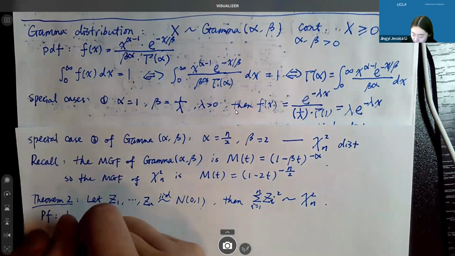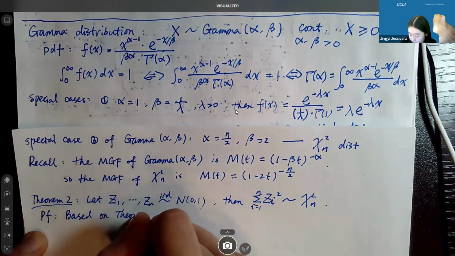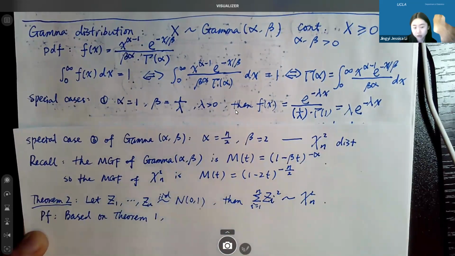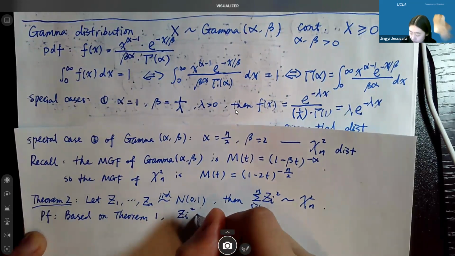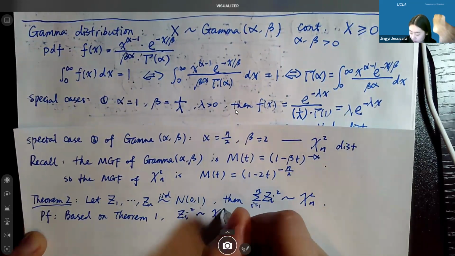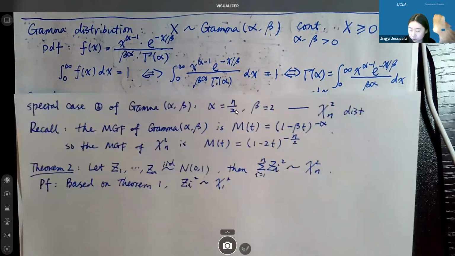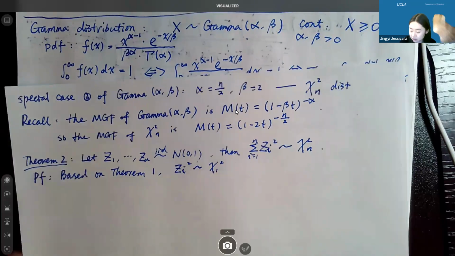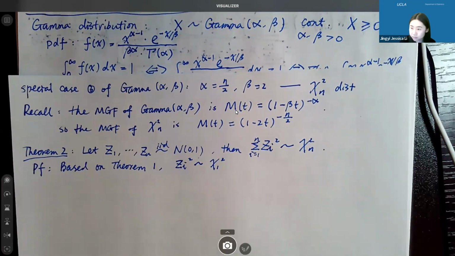So based on theorem 1, we have each Zi squared follows chi-square 1. I hope everybody can try to follow me and see how we did a formal proof. I know that not everyone has had this experience before, in particular with our stats courses probably.